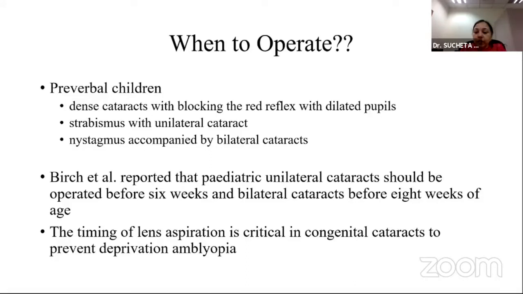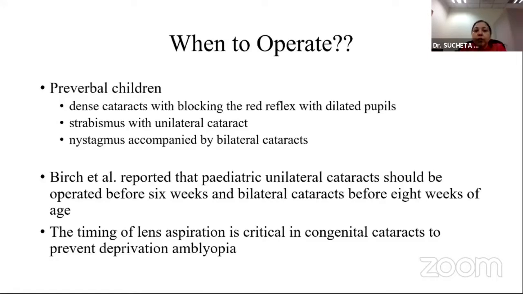We all know that pediatric cataracts have to be operated, and the big debatable question is, when do we operate these cases? Coming to the pre-verbal children, as we all know, a dense cataract blocking the red reflex with a dilated pupil, signs of strabismus with unilateral cataract, or nystagmus accompanying bilateral cataracts, means we have to operate in those cases.